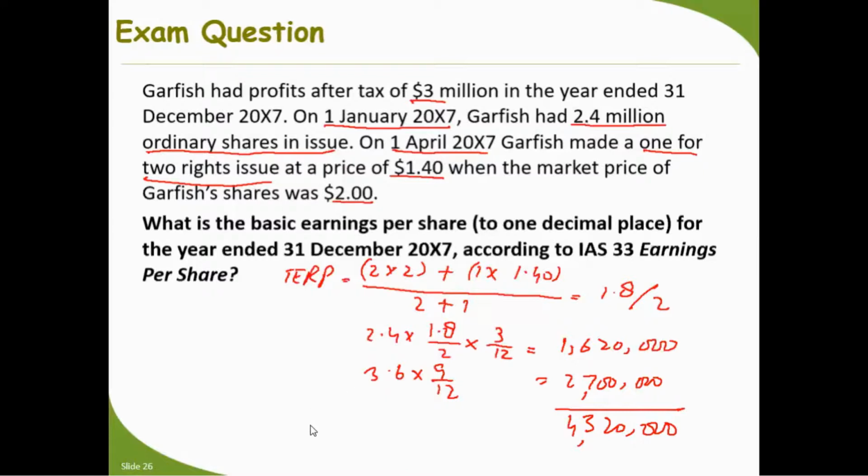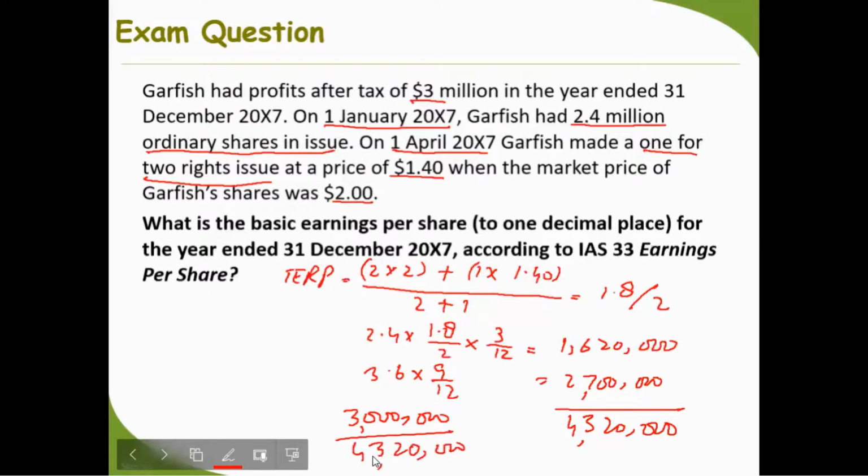Now EPS. Profit attributable to ordinary shareholders, 3 million, divided by 4.320 million. So 3 million divided by that answer is equal to 69.4 cents. So your EPS is 69.4 cents.